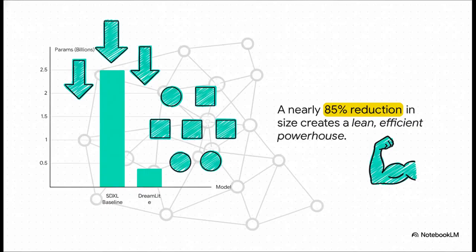Now, just look at the sheer scale of this reduction. It's wild. The researchers started with a powerful model that had 2.5 billion parameters, and they just systematically compressed it. They trimmed layers, they optimized connections, and they slimmed it all the way down to just 389 million parameters. That's a nearly 85% cut in size. It's a lean, mean, creative machine.